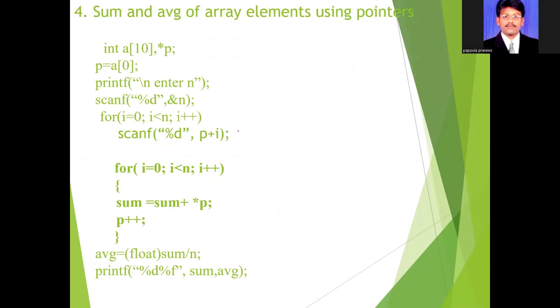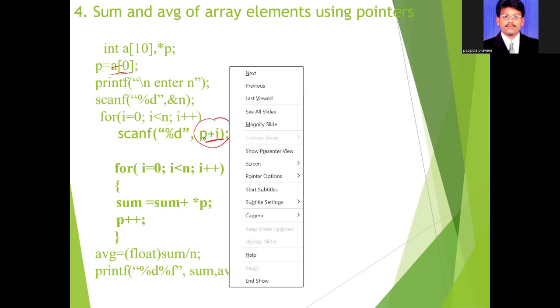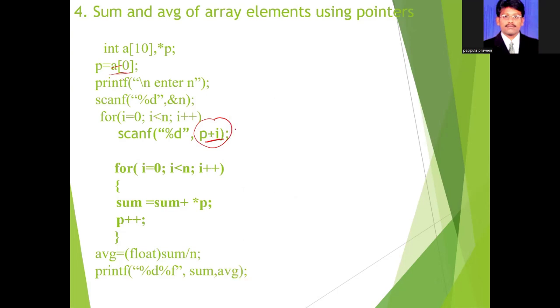Up here, this is the program for the sum and average of array elements using pointers. Now, how can we read the pointer word? Simple: *(p + i). P plus i indicates p equal to a of 0, right? I equal to 1. So you know the scale factor; last video, I explained scale factor. Scale factor, i value equal to 0, so 0 into the size of the data type. Now here the data type size is 4.